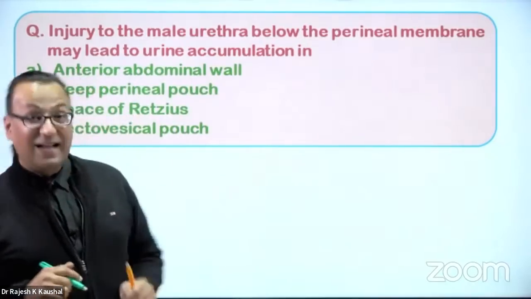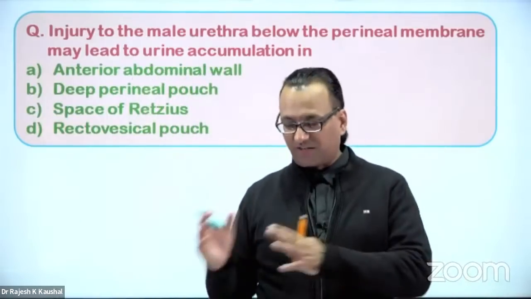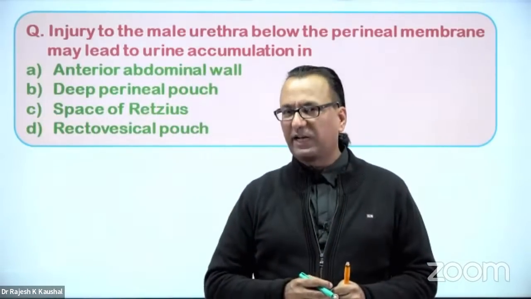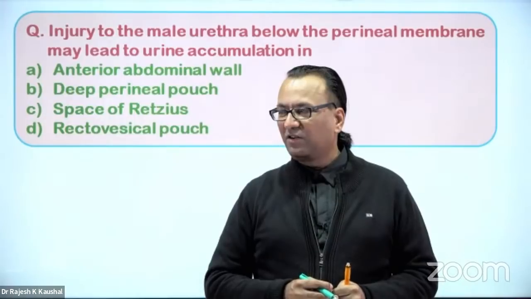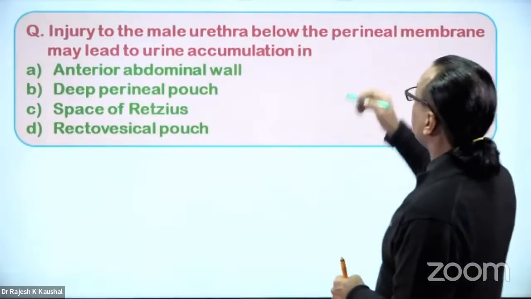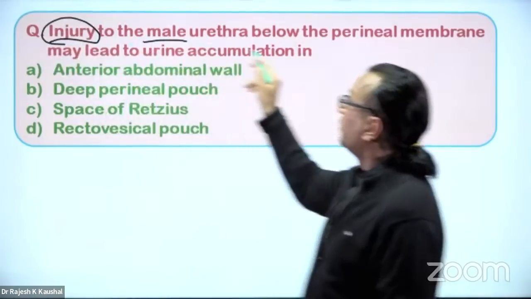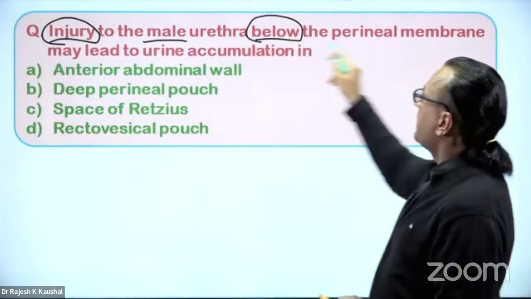Now, I'll take one topic which is, again, interactive in terms of anatomy and surgery, quite frequently asked and not well understood. So here, as you notice, it is some injury to male urethra below the perineal membrane.